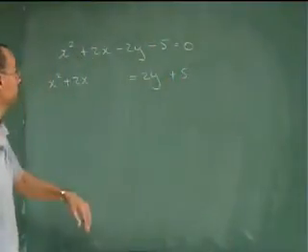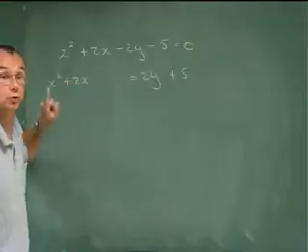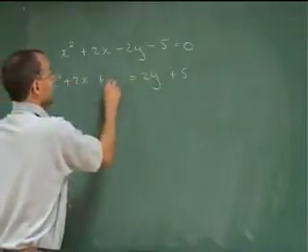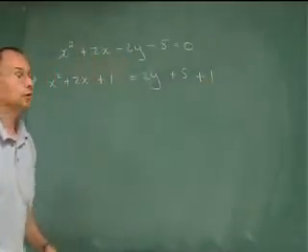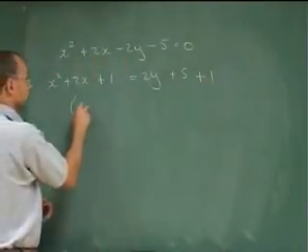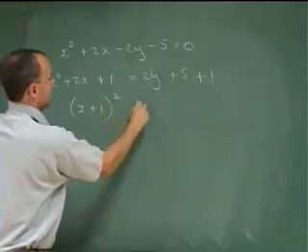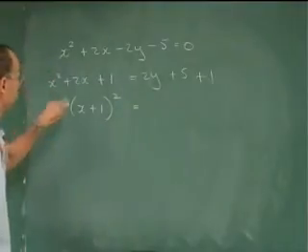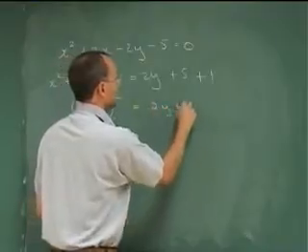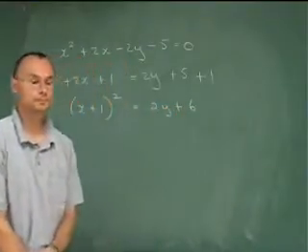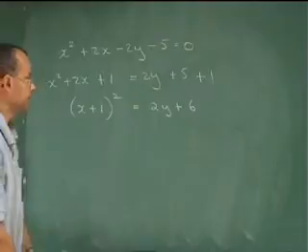Okay. Now I'm going to complete the square. I need half of 2, which is 1, squared is 1. Well, I've got to do the same to the other side. So now I can factor it, and it looks like so: x plus 1 squared. And over here I've got 2y plus 6. Okay, well, we're getting there.